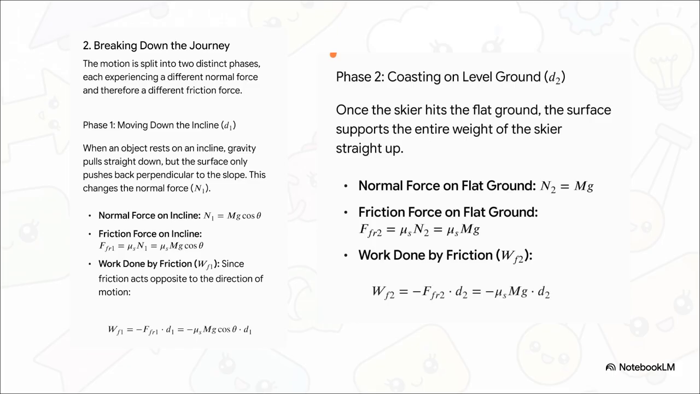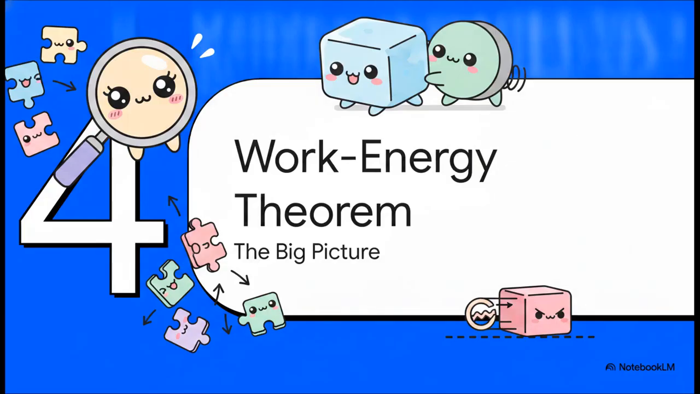On flat ground, the normal force N2 is just mass times gravity, mg, no angles to worry about. So the work done by friction there is simply negative mu sub s times mg times our second distance, d2. Two completely different phases, two totally different equations for friction. Which brings us to Section 4, the work-energy theorem.